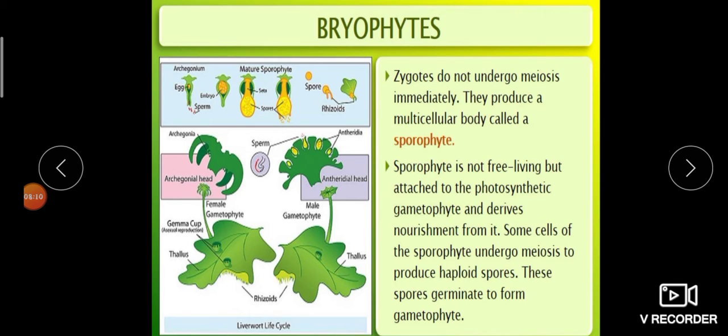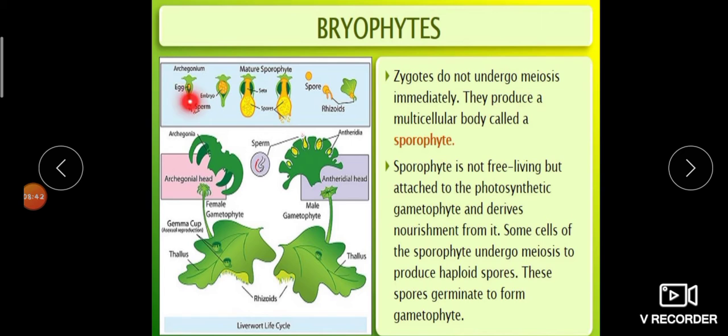Then what happens to the zygote? The zygote does not undergo meiosis immediately. Just after the fusion of antherozoid with egg, the zygote is produced, and this zygote cannot immediately undergo meiosis. Instead of that, it produces a multicellular body called sporophyte. So the multicellular body which is produced from the zygote is called sporophyte.